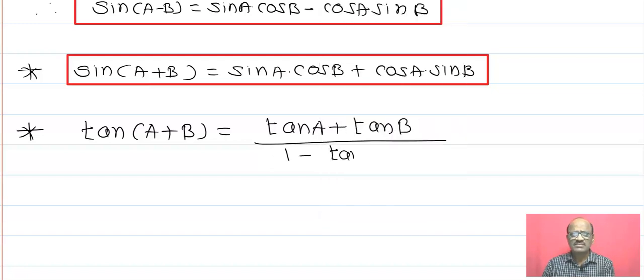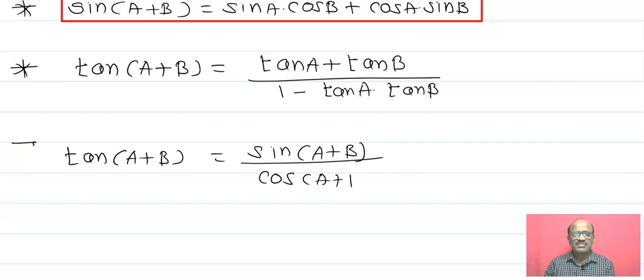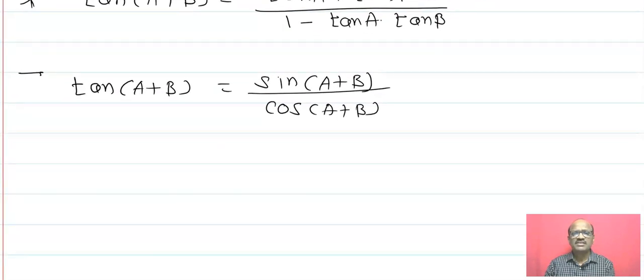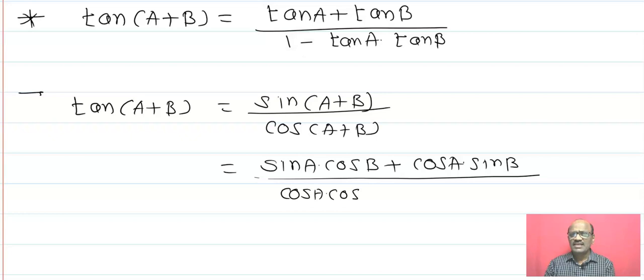We can also derive this. The derivation is also very simple. It is not asked in the examination, but its application is required. Therefore, tan of a plus b is equal to sine of a plus b upon cos of a plus b. Now expand sine of a plus b. Sine of a plus b is sin a cos b plus cos a sin b, and again the whole divided by cos of a plus b, that is cos a cos b minus sin a sin b.